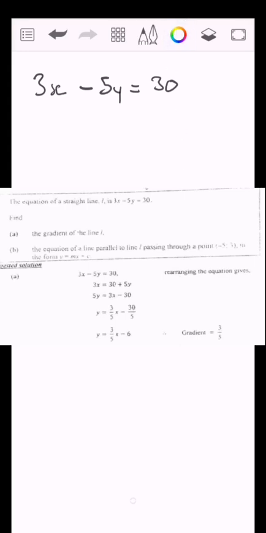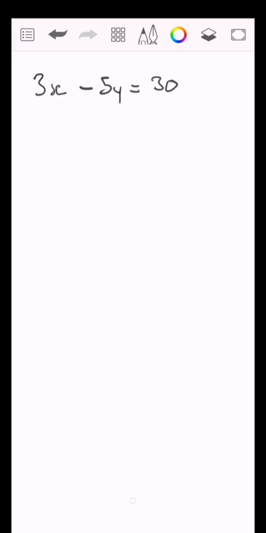Before we can find the gradient of the line L, there is information we are already supposed to know. This information is a prerequisite. That is the information we are going to apply in solving this question. So we should know the equation of a straight line. What is the equation of a straight line?